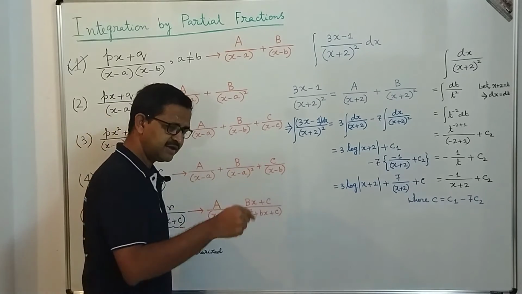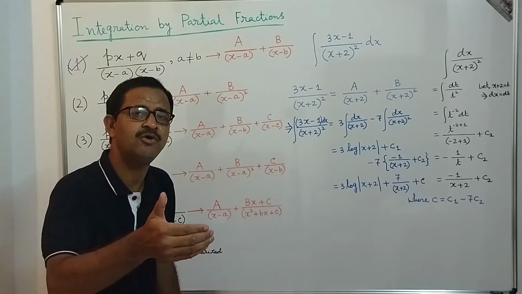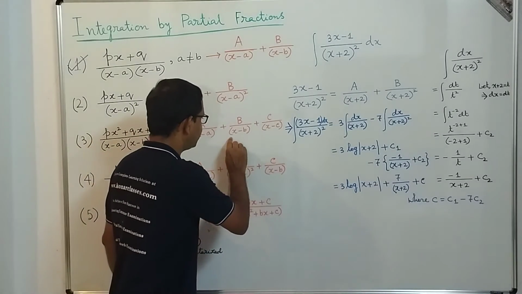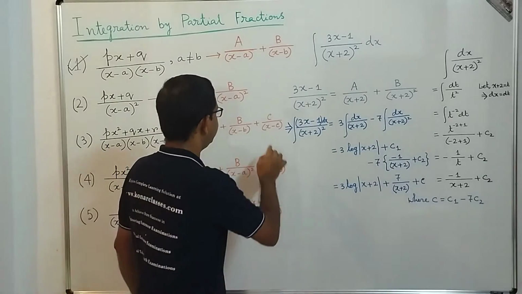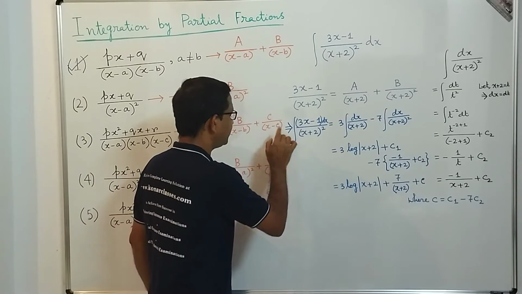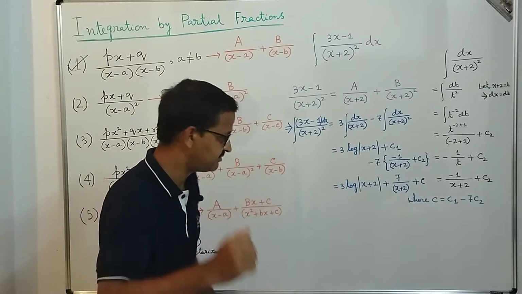Integration of dx by (x minus a) is what? Log of mod x minus a. Integration of dx by (x minus b) is log of mod x minus b, and integration of dx by (x minus c) is equal to log of mod x minus c.